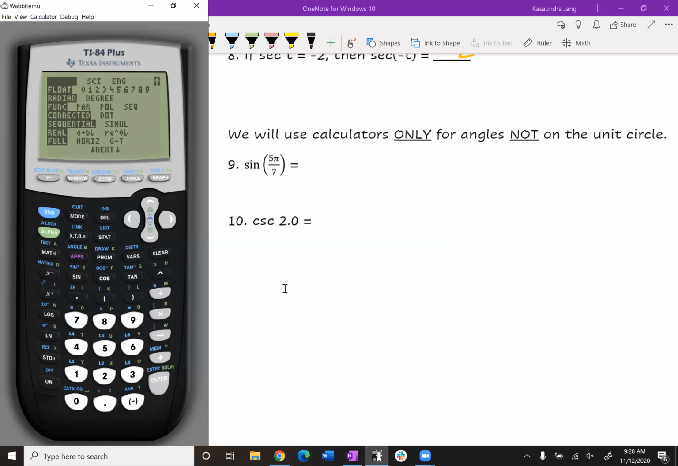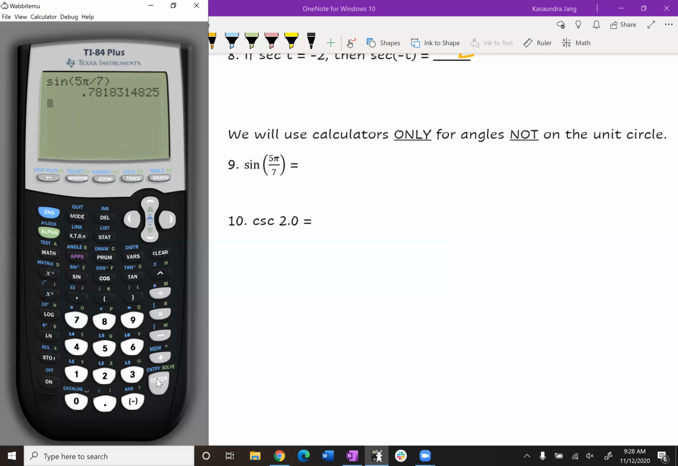Mine's in radians, which I wanted for this. I wanted sine of, and I have a sine button here. I wanted sine of 5 pi sevenths. Now, do not put a 3.14 in for the pi. 3.14 is rounded. I want 5, and then I'm gonna use this pi button here over 7. So I didn't round my pi or anything. Okay, and here's what we got.